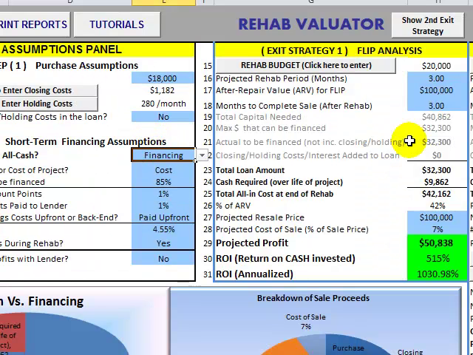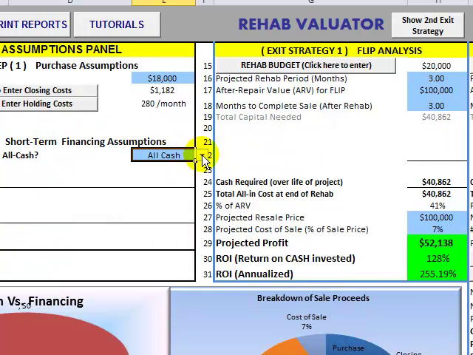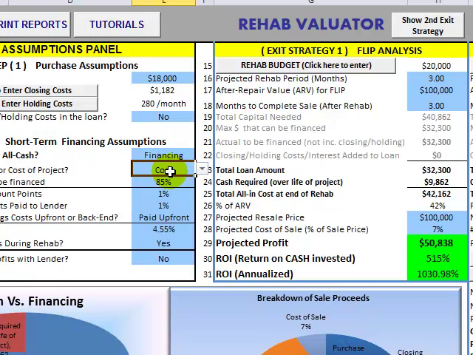Then to financing. Under financing, I can either select all cash or I can select financing. I've selected the lender caps cost and caps that cost at 85%.